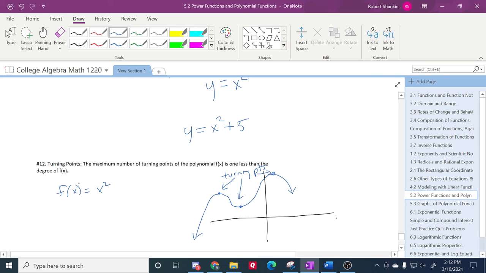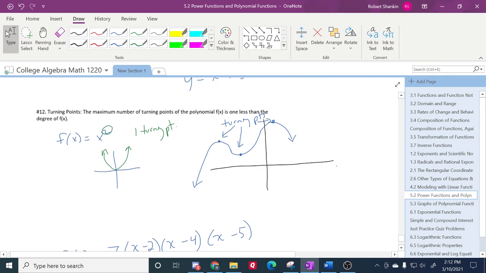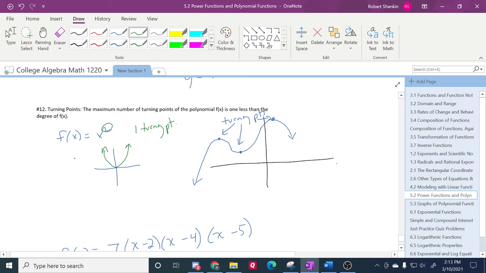Now, f of x equals x squared, that's a parabola. And what does that look like? Is this? And how many turning points does it have? Well, it's a second degree polynomial, and it has one turning point. Now, parabolas can have at most one turning point. Let me describe what would happen if a parabola had 2 turning points.